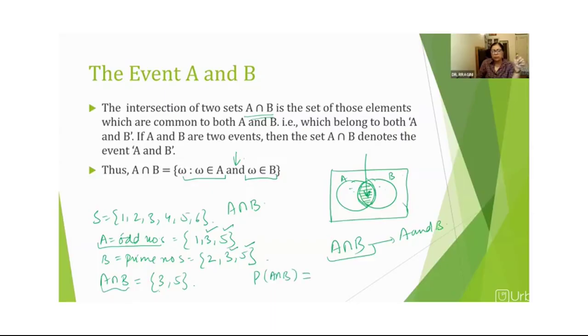In that case, you have to consider this as the favorable outcome, right? So how many favorable outcomes are there? 2 out of the whole sample space, which is 6. So we have 2 by 6, or 1 by 3, probability of numbers which are odd as well as prime. So which satisfy both the conditions, right?